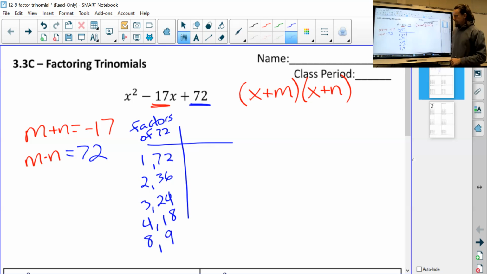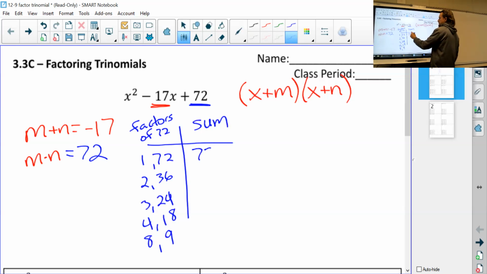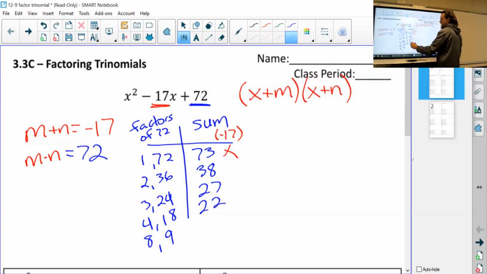Okay. And then I want to know what is the sum of those values. So 1 plus 72 is 73. And now here's the key. We need the sum to be negative 17. If it's not 17, it's not the right answer. So this isn't it. 2 plus 36 is 38. That's closer, but still not it. 3 plus 24 is 27. Getting better all the time. 4 plus 18 is 22. And 8 plus 9 is 17. Well, here we go. This is pretty good, but it's positive.